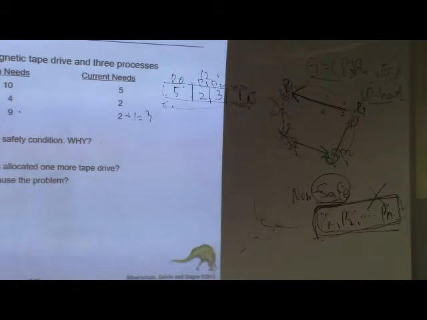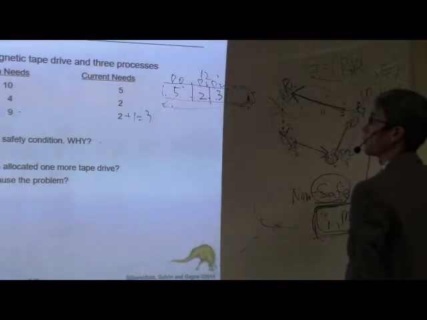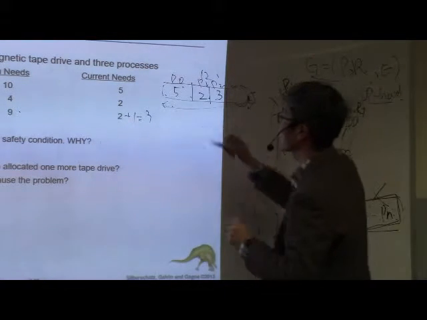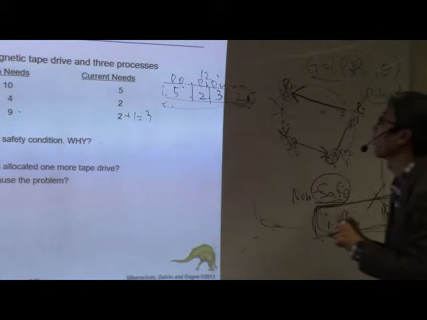Which one? The available 2, because total are 12. The last time, am I wrong? Last time you were correct. This one, the 5, 2, 3. 2. So 2 of them are available.